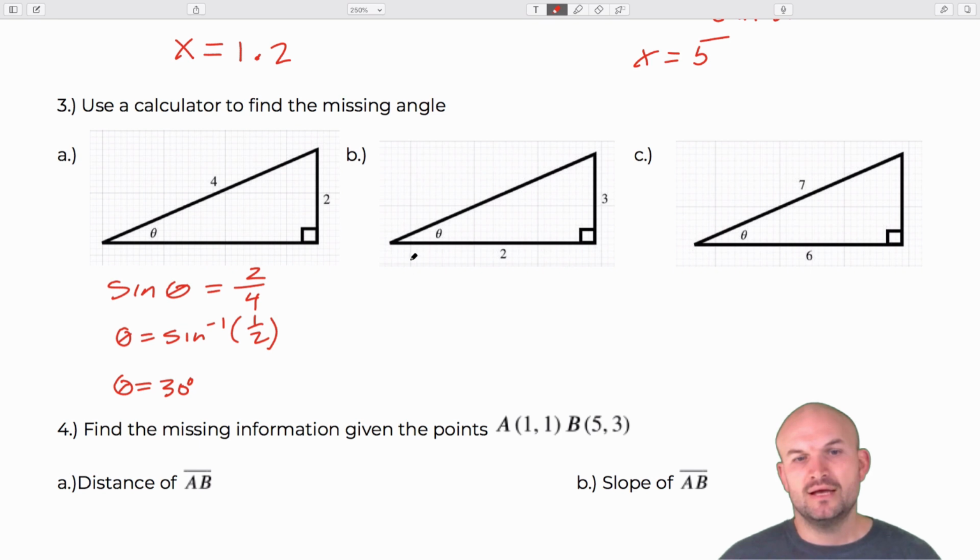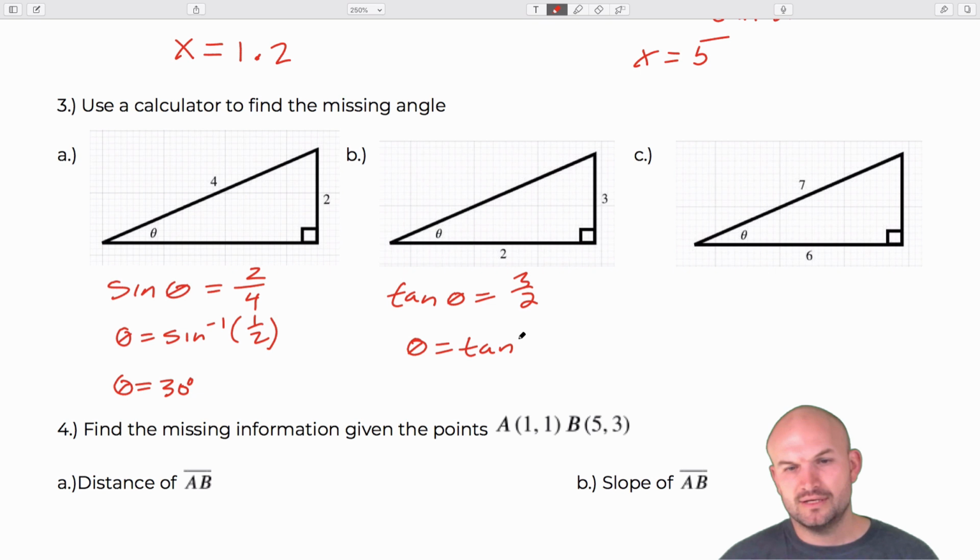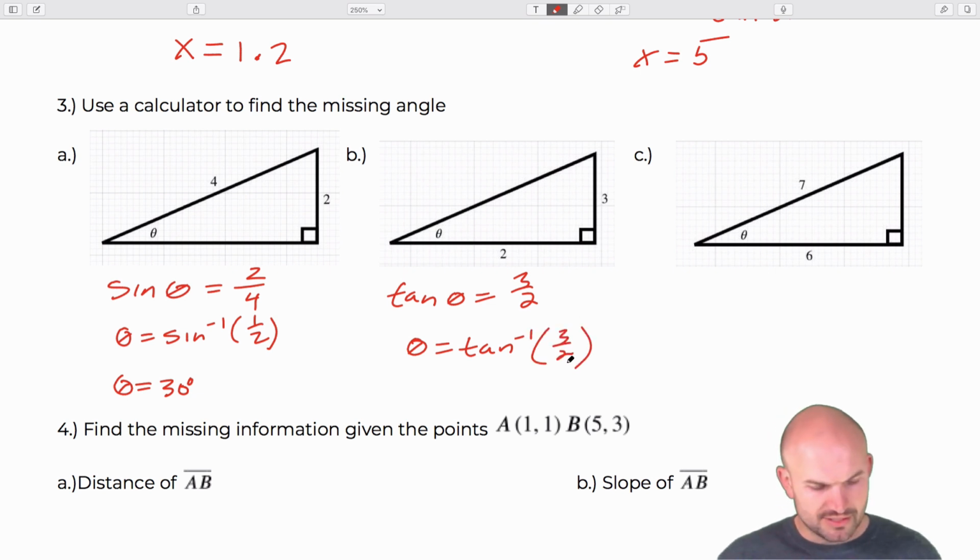All right. For the next one, we have opposite over adjacent, so that's going to be tangent. So I just say the tangent of theta is 3 over 2, but we don't really need to get to that point. We can just say theta equals tangent inverse of 3 over 2. So now I'm just going to do tangent inverse of 3 over 2, and we get 56.31 degrees.